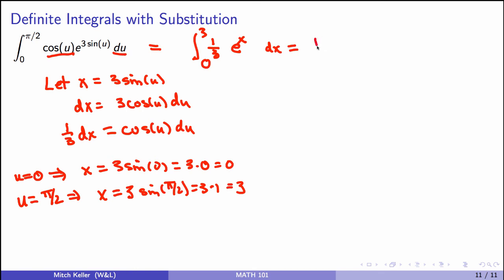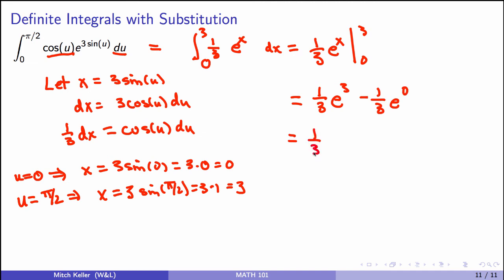And so now an antiderivative for e to the x is e to the x. Isn't that slick? And we evaluate that from x equals 0 to x equals 3, and so we get 1/3 e cubed minus 1/3 e to the 0, but e to the 0 is 1, so that's 1/3 e cubed minus 1/3.